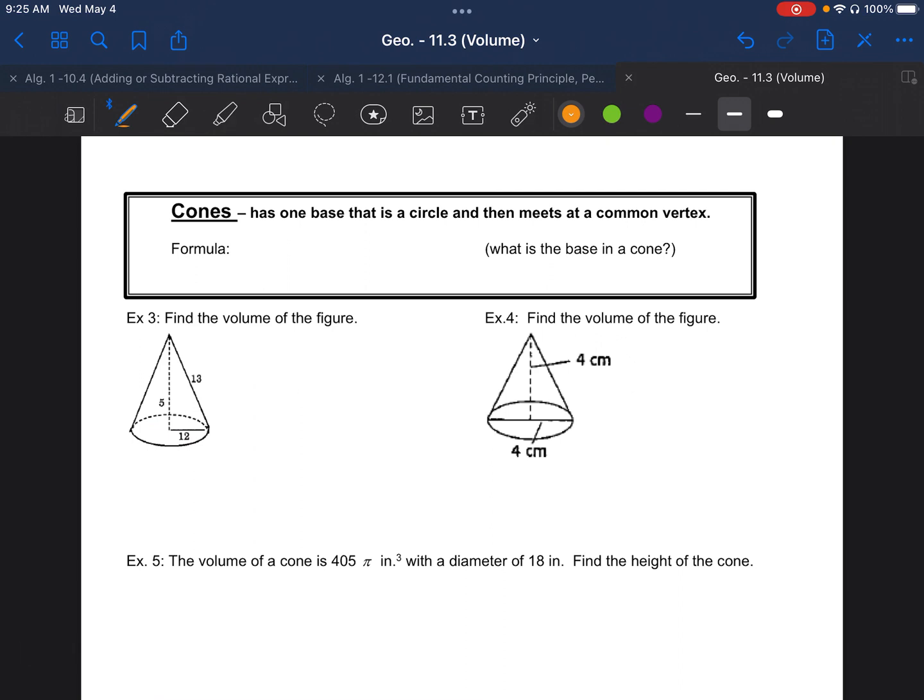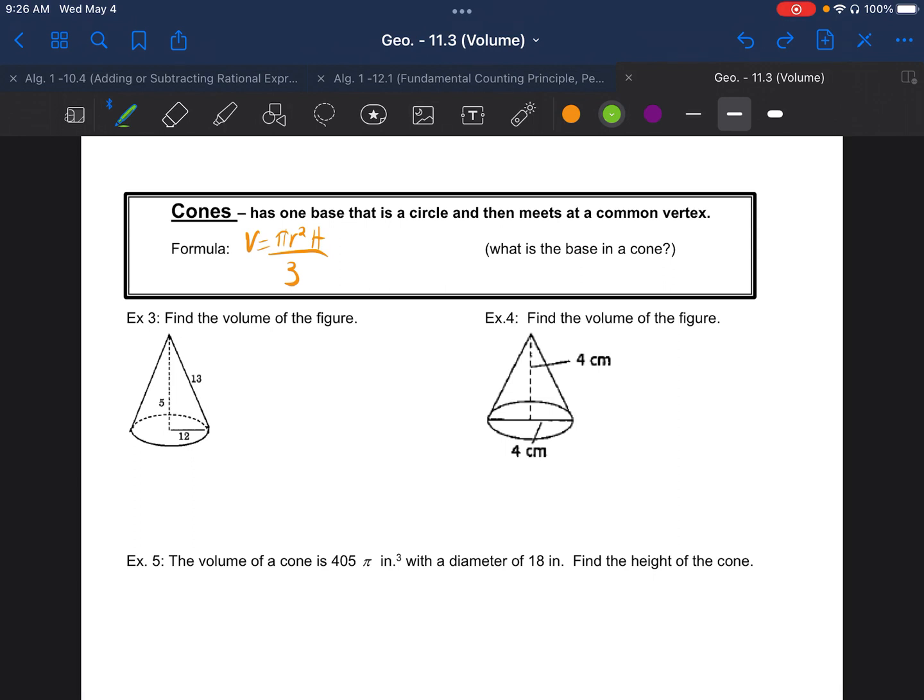Next, I'm going to work on some cones. So a cone has one base that is a circle, and then meets at a common vertex. So the formula for volume of a cone is going to be pi r squared h over 3. Now, if you think about it for a moment, the pi r squared is the area of the base, the area of a circle. So similar to the prism, we're taking the area of the base times the height, but now we're dividing by 3, whereas before we just had the area of the base times the height.